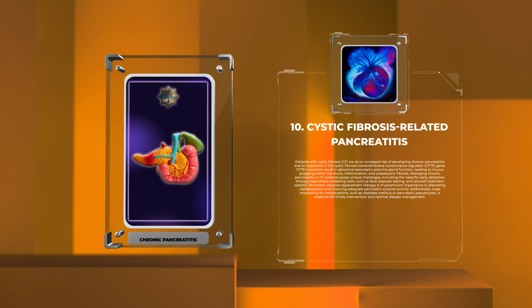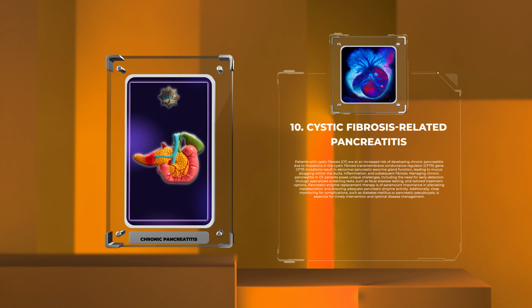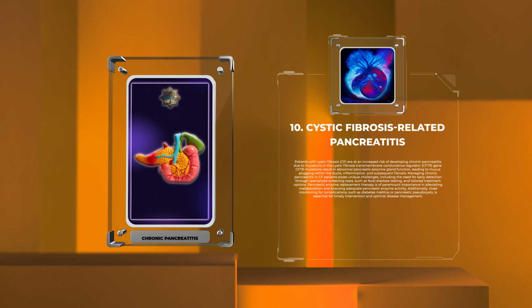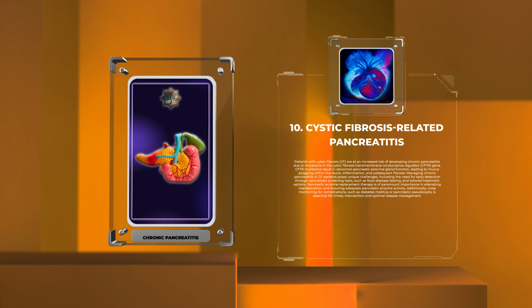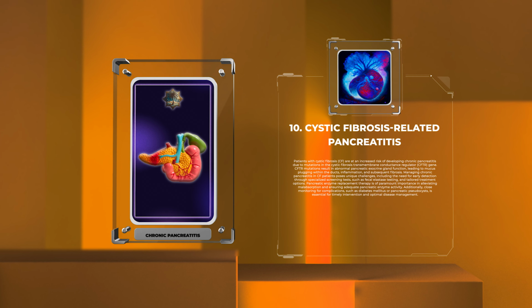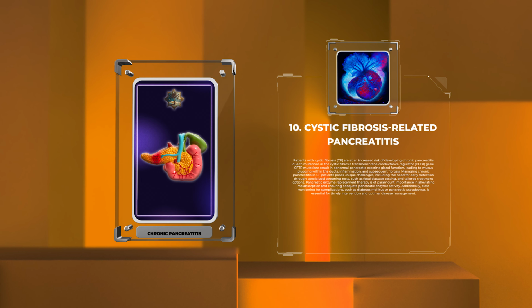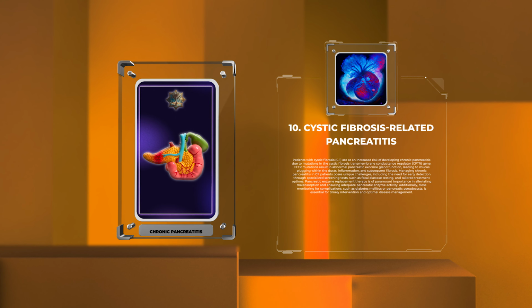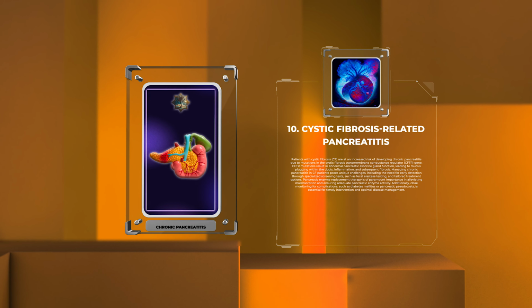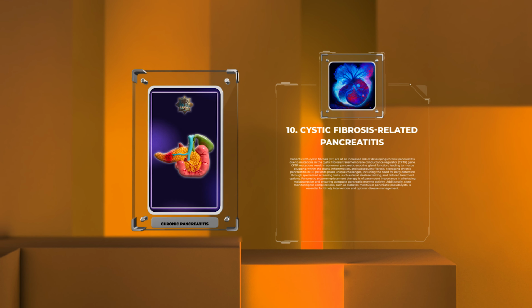Managing chronic pancreatitis in CF patients poses unique challenges, including the need for early detection through specialized screening tests, such as fecal elastase testing, and tailored treatment options. Pancreatic enzyme replacement therapy is of paramount importance in alleviating malabsorption and ensuring adequate pancreatic enzyme activity. Additionally, close monitoring for complications, such as diabetes mellitus or pancreatic pseudocysts, is essential for timely intervention and optimal disease management.